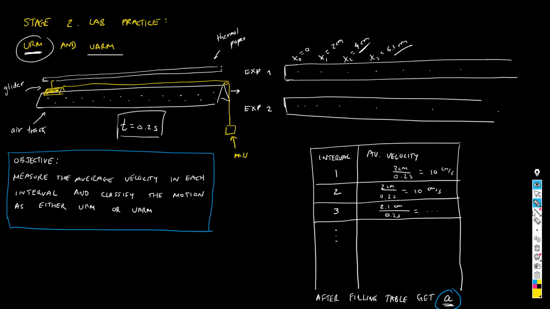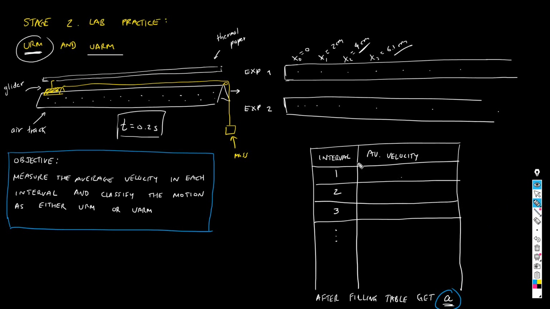Now, you're going to do exactly the same as before. Once you have this piece of paper, I want you to do the same thing. For the first interval, find me the average velocity. For the second interval, find me the average velocity, and so on for the rest of them. What you should see in this second experiment, after you get the average velocities, is that the average velocity will increase.